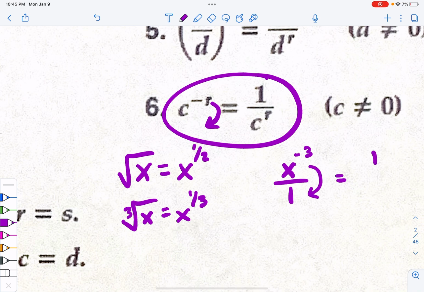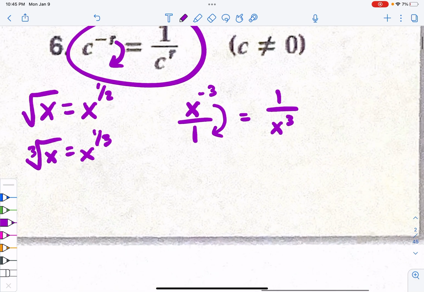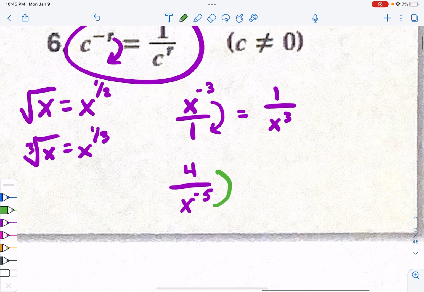So this would be 1 over x to the positive 3rd power. Now, what happens if I have, let's say, an example like 4 over x to the negative 5th power? To make that positive, I can move it up as well, right? And the 4 just stays.